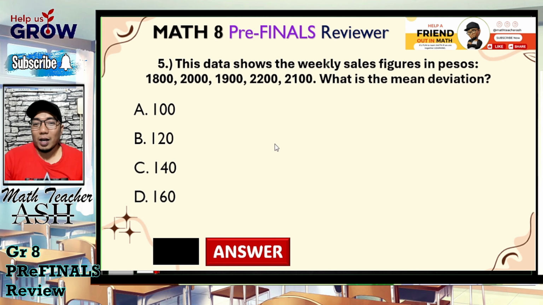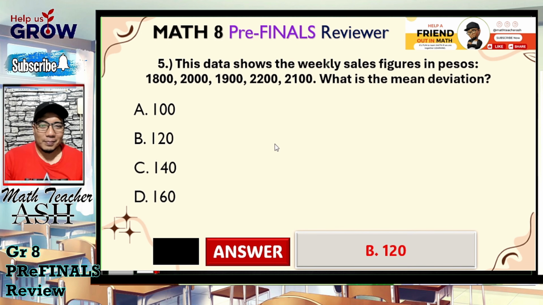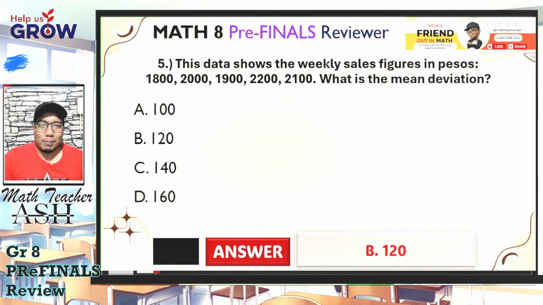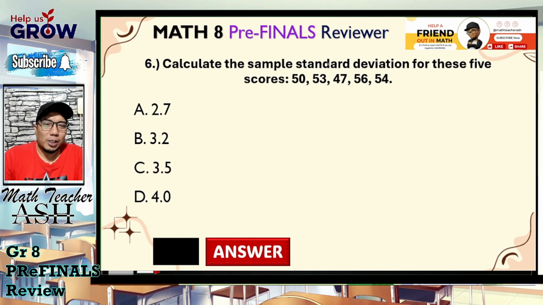Let's check whether we are correct. Alright. Easy, right? I hope you got that one, my dear math learners. So now let us go to question number 6. Calculate the sample standard deviation for these 5 scores: 50, 53, 47, 56, and 54. Is it A, 2.7, B, 3.2, C, 3.5, or D, 4.0? I'll give you 5 seconds to think about your answer.